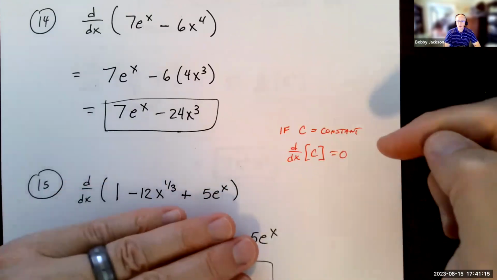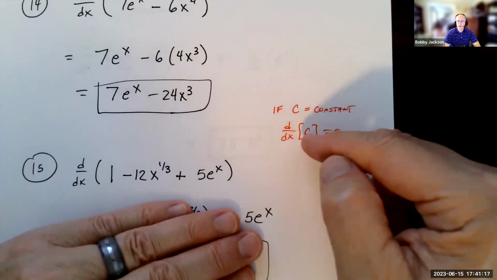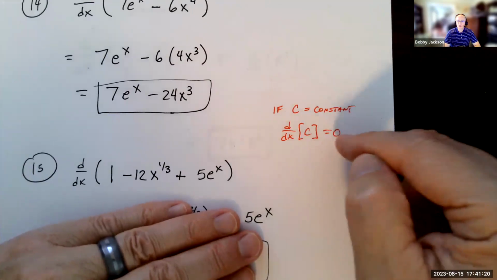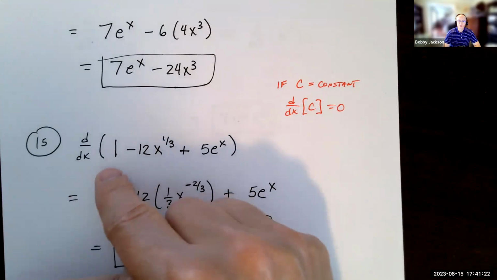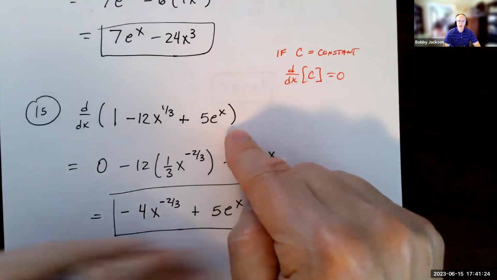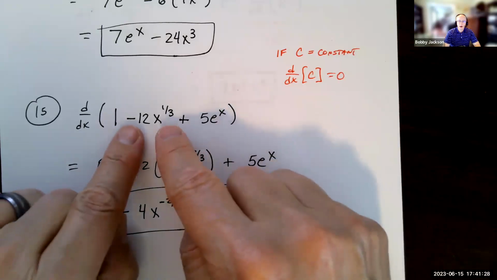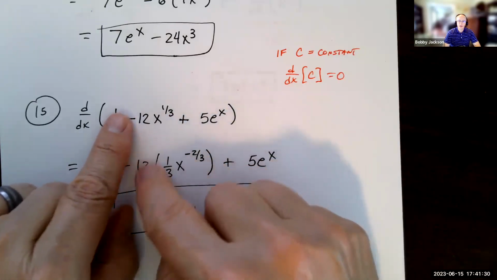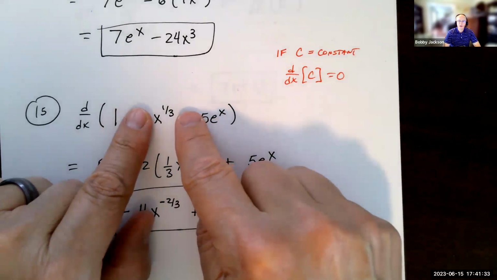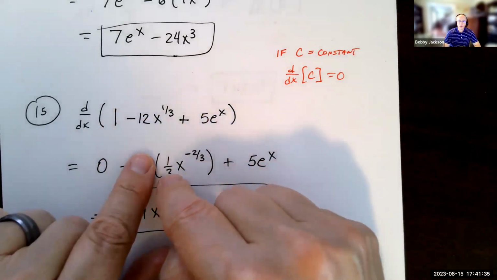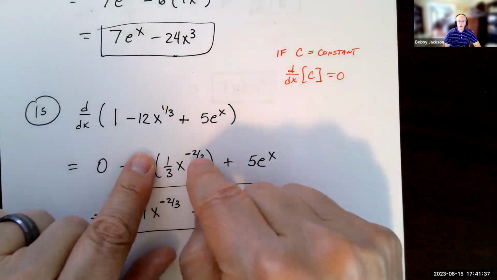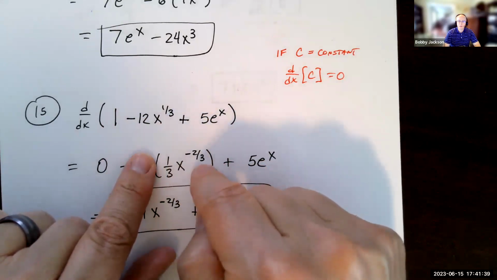This next one, I'm going to include the constant rule, right? For c being any constant, the derivative of any constant is 0. And so here's what we're taking the derivative of in number 15. The derivative of 1, which is a constant, is 0. Minus 12 is a constant multiple, pull it out. What's x to the 1/3? Power rule, bring the 1/3 down, x to the, subtract 1 from 1/3, negative 2/3.